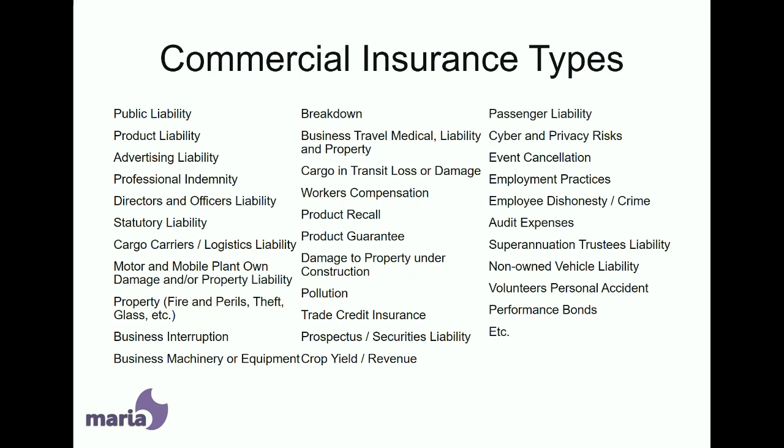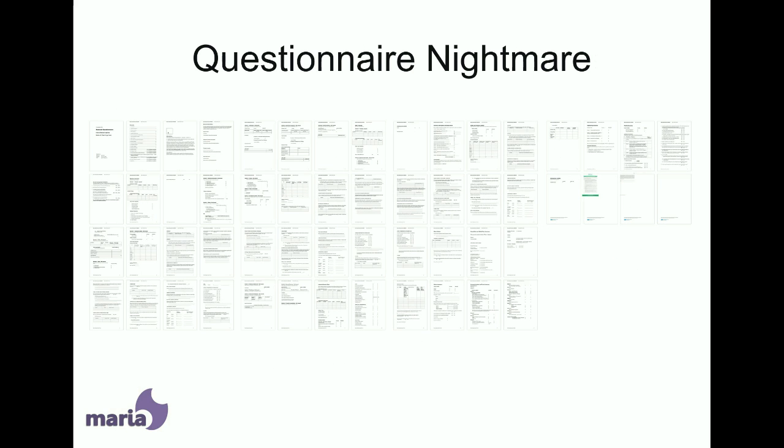I'll start with explaining the problem that we are seeking to solve. And there you can see a list of commercial insurance types. It's quite a long list. There may be a few extras to add into that, but clearly there's a lot of data that needs to be managed if you're going to manage all of those insurance types. And at the moment that's done with a questionnaire nightmare.